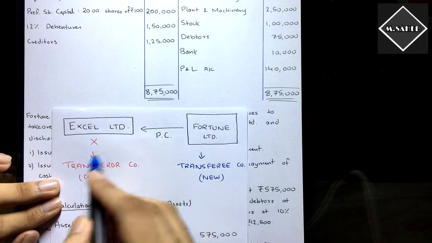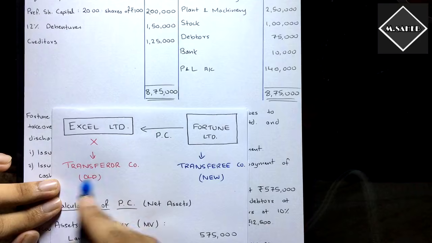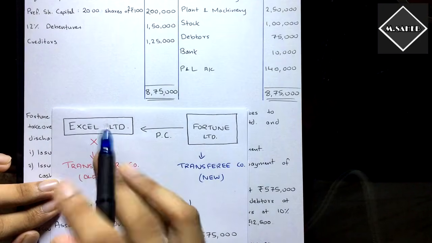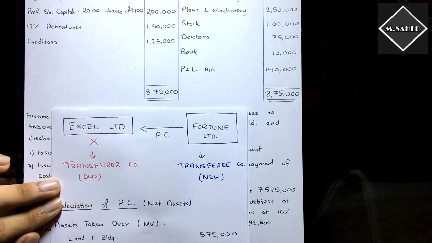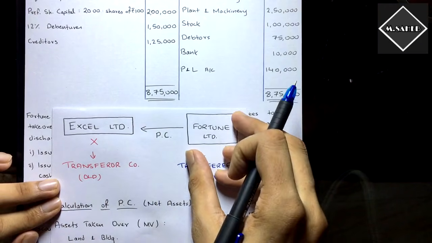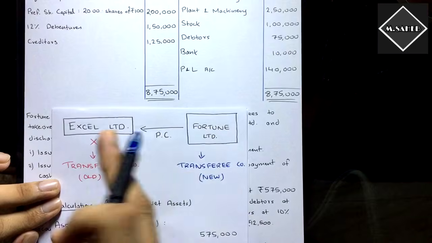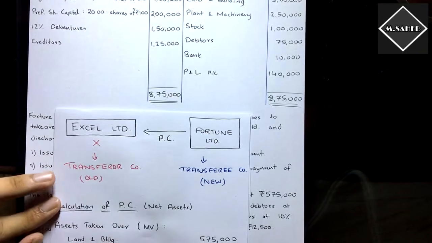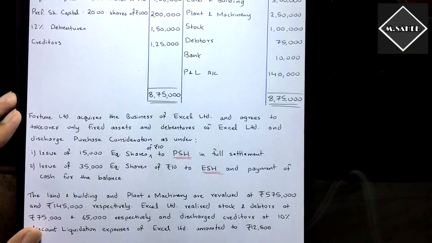So now this company is called as Transferer Company, Vendor Company, or Selling Company, and this company will be liquidated and we have to close the books of Excel Limited. Yes, that is what we do. And this Fortune Limited is going to pay purchase consideration to the owners of Excel Limited. Yes, so first we have to calculate the PC. Yes, so see here in the question what they have said.